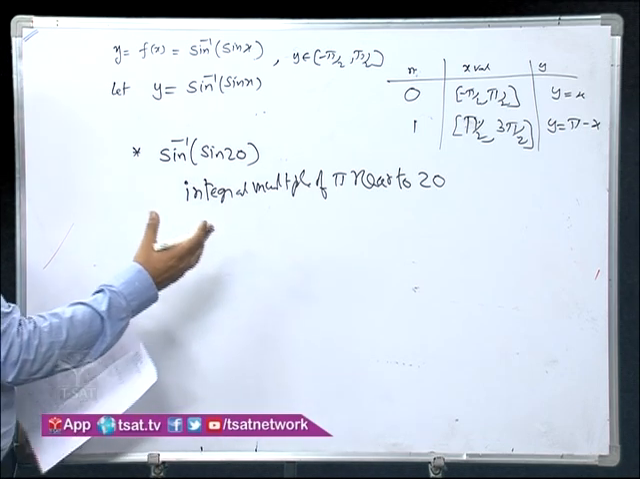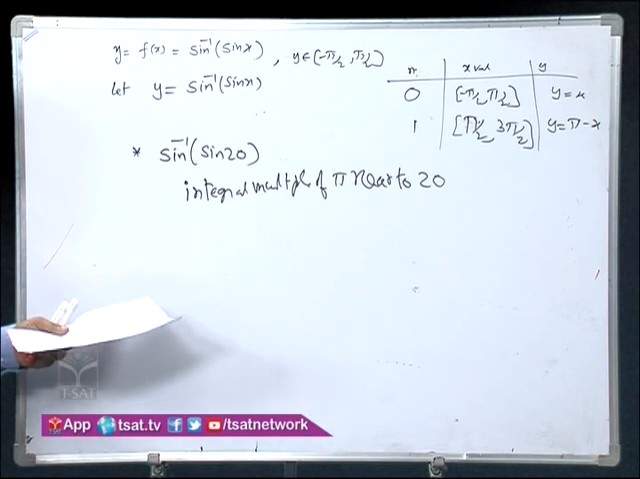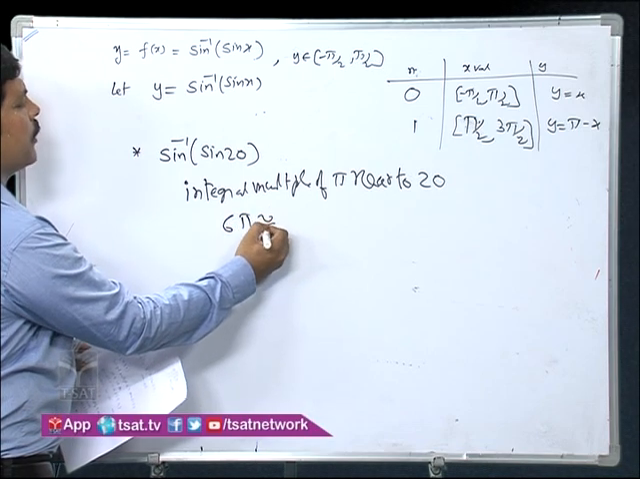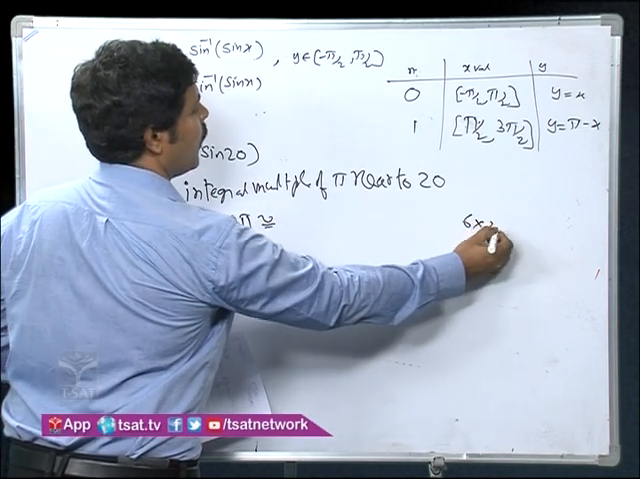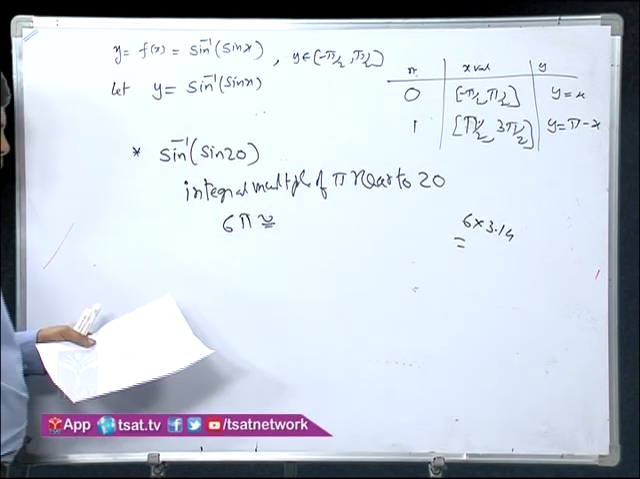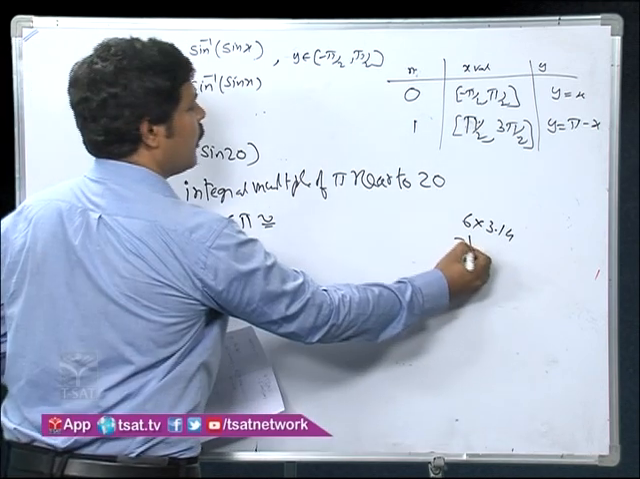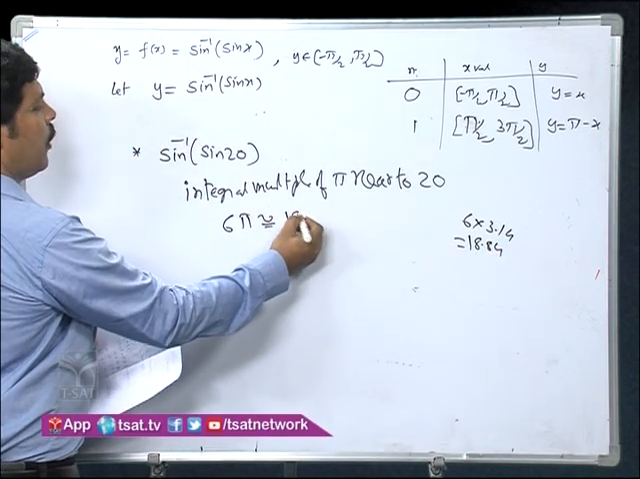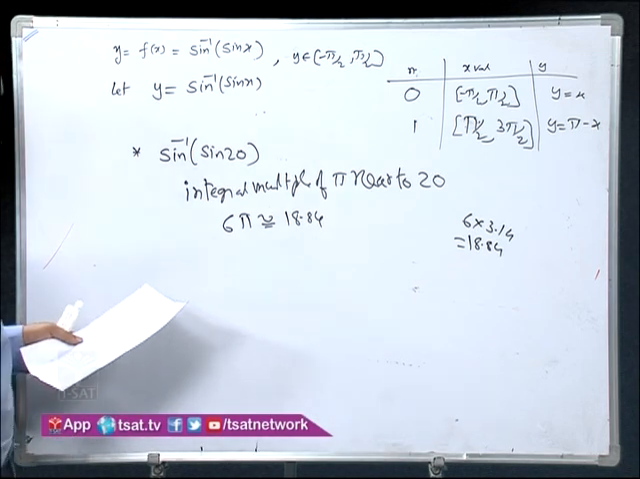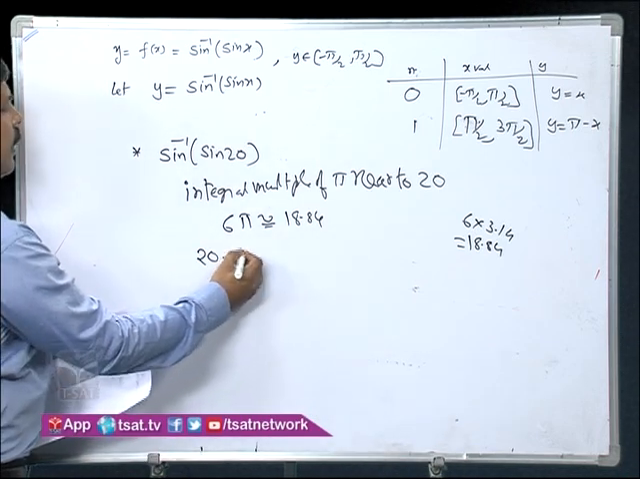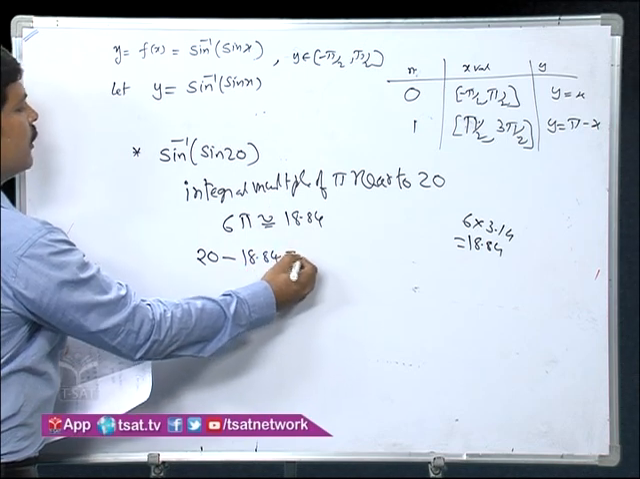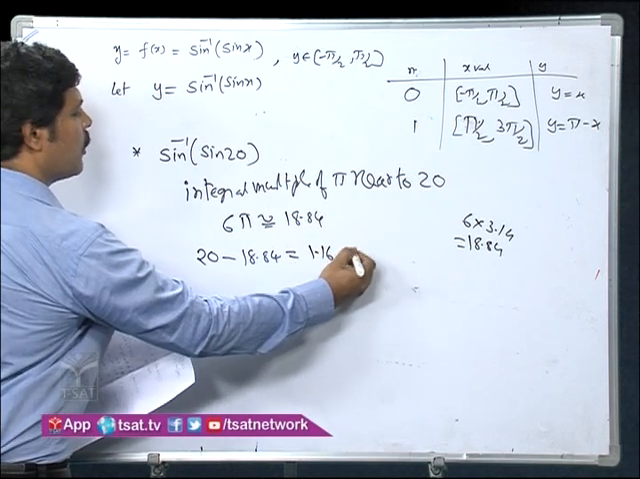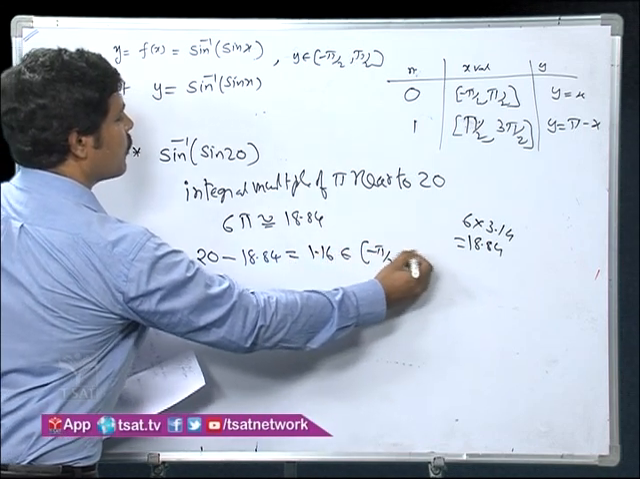Write the integral multiple of pi nearest to 20. For example, 6 pi is approximately 6 into 3.14, which is 18.84. This is nearer to 20. What is the difference between these two? 20 minus 18.84 is equal to 1.16.